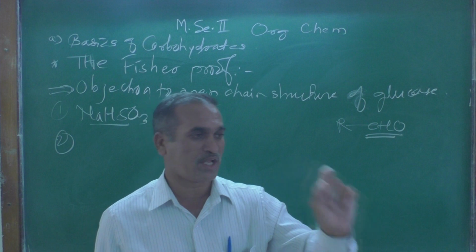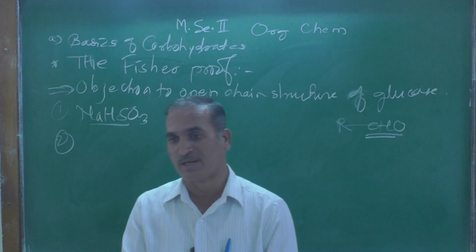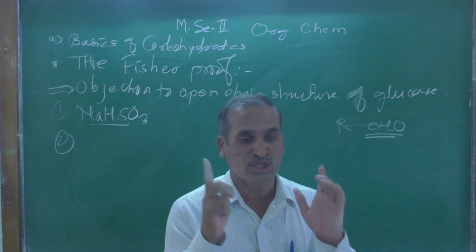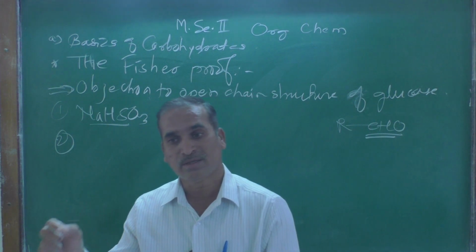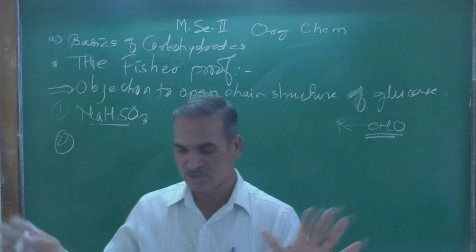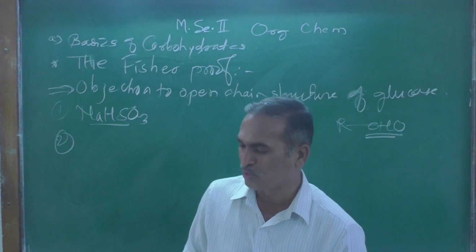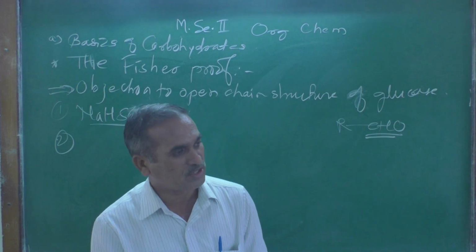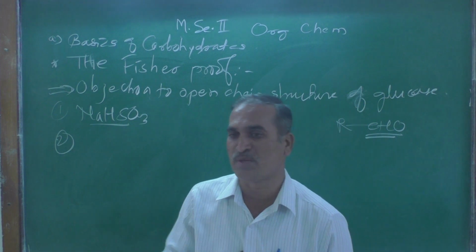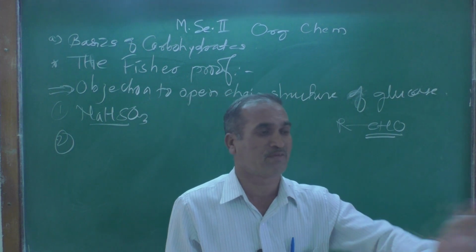When Schiff's reagent is treated with glucose, no pink color is observed. It means that the aldehyde group is not free in glucose. And second, whenever a free aldehyde group is present, it can react with ammonia and form an imine type of derivative. But glucose does not react with ammonia.